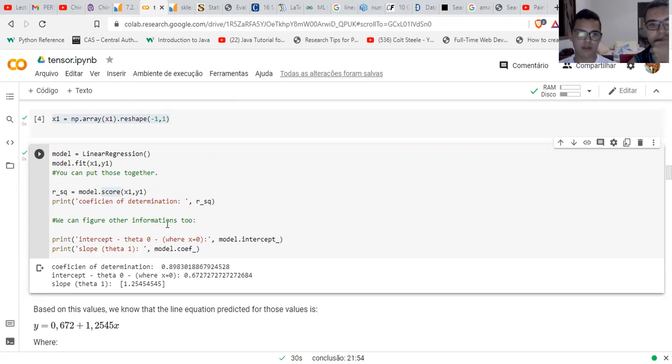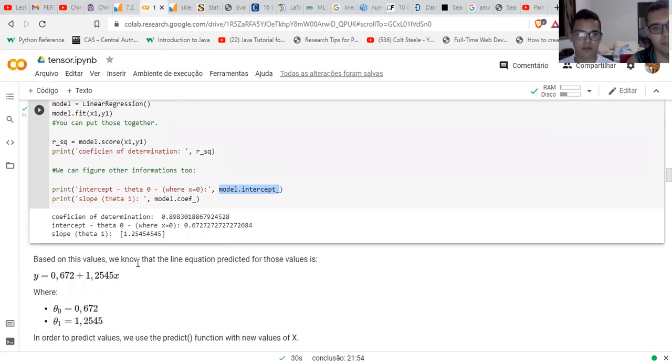And then we find the values of theta 0 and theta 1, where theta 0 is the intercept. We use the model.intercept function to find it. And also we find theta 1 as the slope of our function, that's the model coefficient.